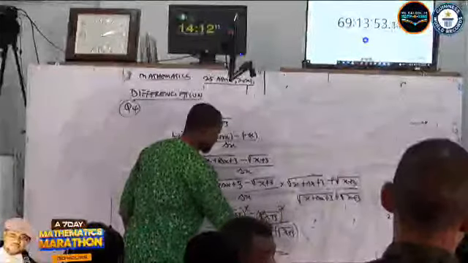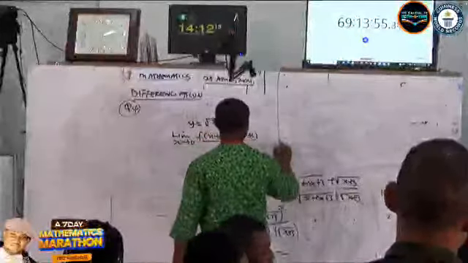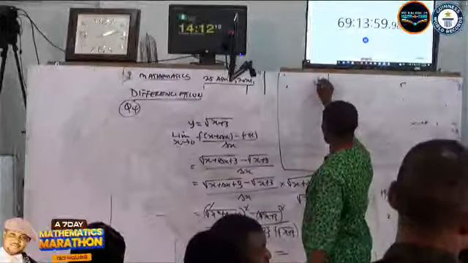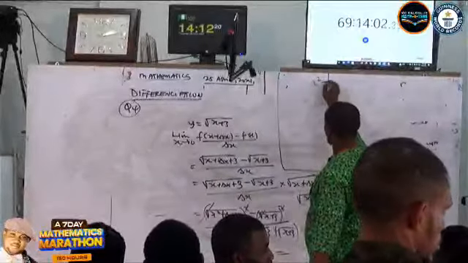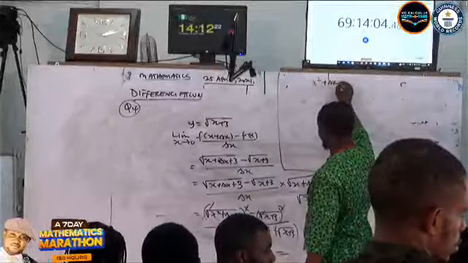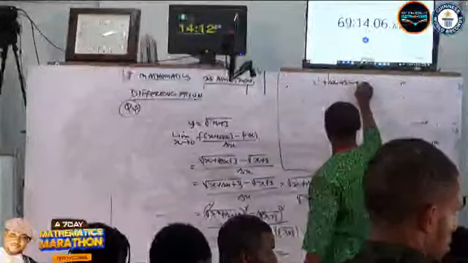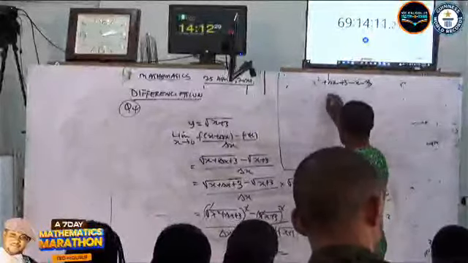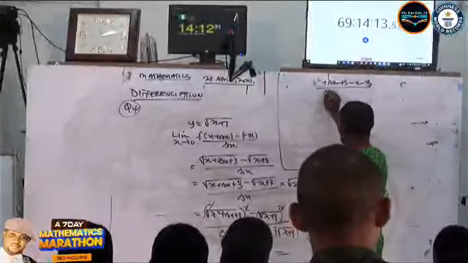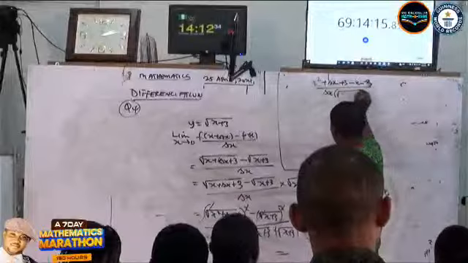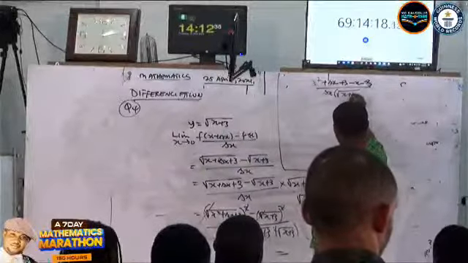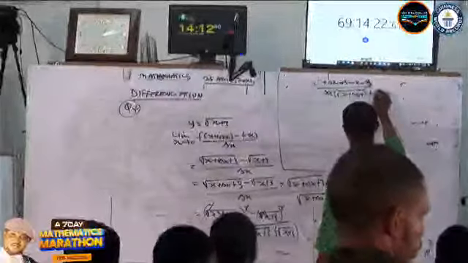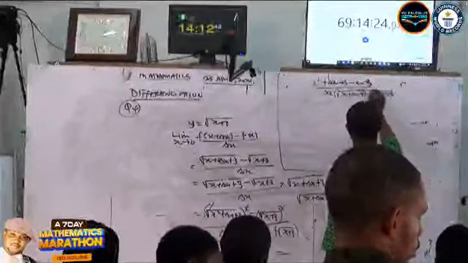What do you have? x plus change in x plus 3, minus x minus 3. The minus will affect this too. Divided by change in x times the root of x plus change in x plus 3 plus the root of x plus 3. Is that true?